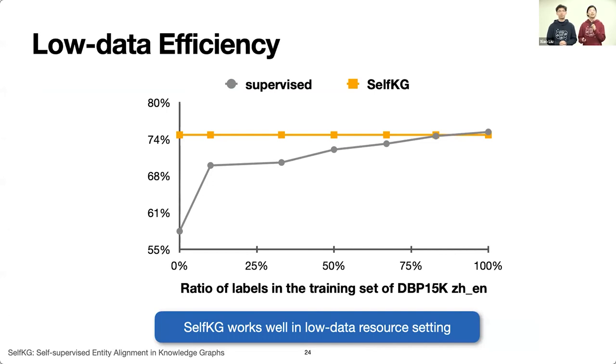We extend Self-KG to a supervised variant using the absolute similarity matrix mentioned before, which leverages the supervision from seeds. The horizontal axis represents the ratio of labeled entities used by the supervised variant, and the vertical axis represents the performance. Self-KG is a self-supervised method irrelevant to labeled information, so the line representing its performance is horizontal. The figure shows that when the ratio of labels is less than 100%, which is the size of the original training label set, the self-supervised Self-KG performs way better than the supervised variant, which illustrates that Self-KG works quite well in the low-data regime.